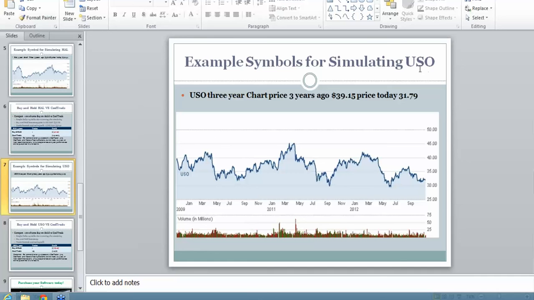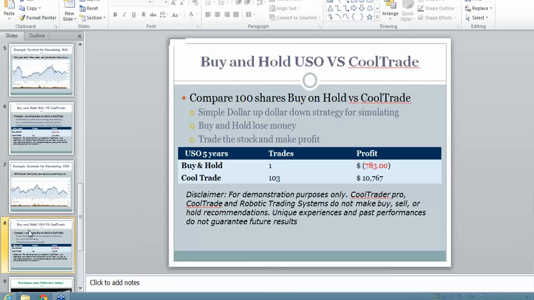This is another one, United States Oil Fund. 3 years ago, the stock was $39.15. The price a few weeks ago was $31.79. I think it's back up to about $35 now. But just trading that range, you would have lost $7.83. You would have lost less now because it's up to about $35. But CoolTrade would have traded the stock 103 times, for $10,767.